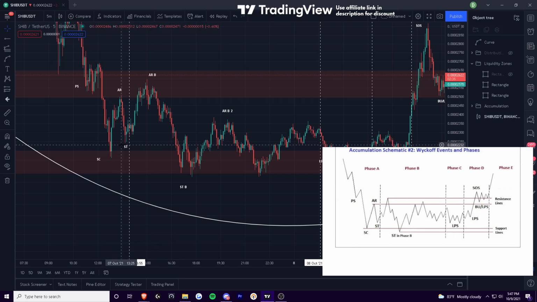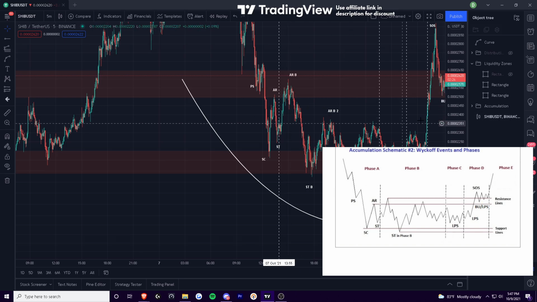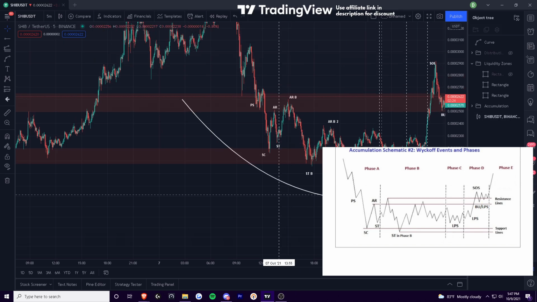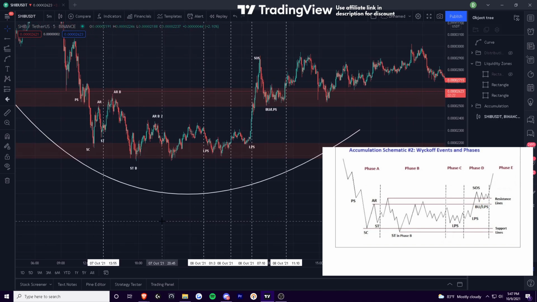Then you have your sell test, which is basically, as you can see in the schematic, at the end of phase A, you test right above that liquidity zone, and then you go up for your automatic retest in phase B. I'll show you here. Okay, this is better. Then you come down for your sell test in phase B.